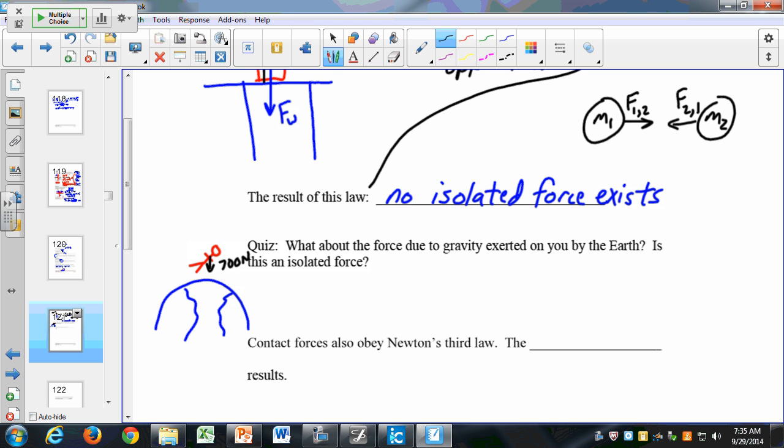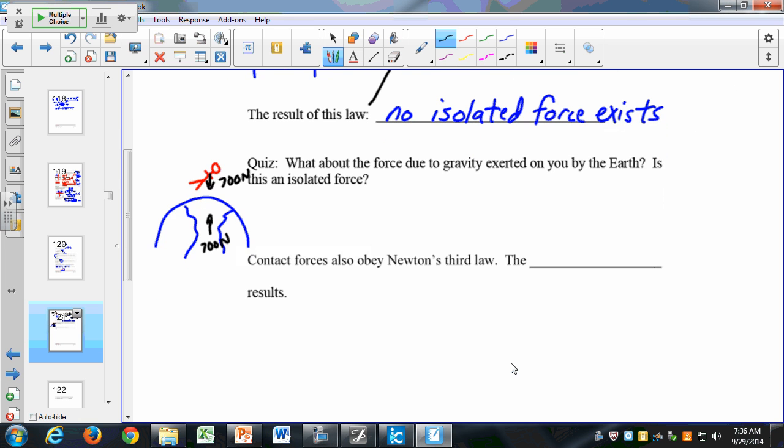That force of 700 newtons that's pulling down on me. No, why not? Why is it not an isolated force? Because I'm pulling back up on the Earth. So the Earth is pulling down on me, and similarly, I'm pulling up on the Earth with a force of 700 newtons. But because the Earth is so massive, it causes such a tiny acceleration that it's imperceptible. That 700 newtons on this one solar mass planet doesn't really do anything.